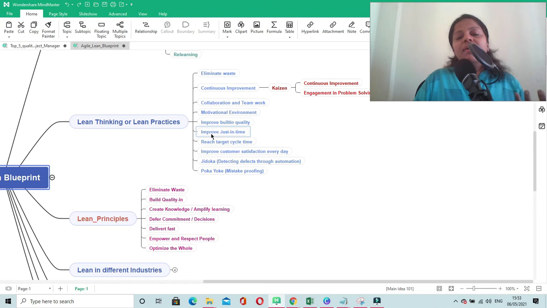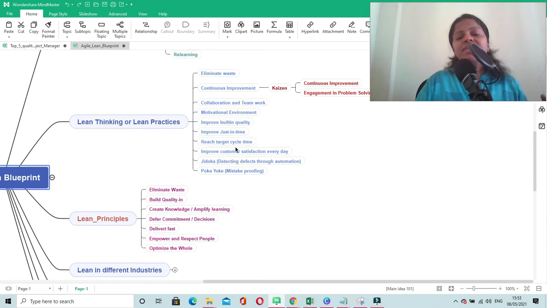The next practice can be improve just in time. That means you have to reduce your inventory as far as possible, and you also have to see to it that your resources, the human resources or any other resources that you are consuming for your project, are not idle, and you are making efficient utilization of all the resources. And if you do not need any of the resources, you may think of releasing that resource. So you have to eliminate waste in that form as well.